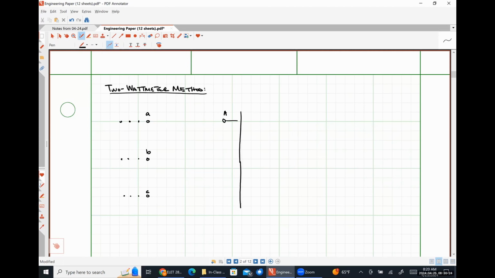So just a big black box, right? We have no idea whatsoever if this load is delta connected or Y connected, because it literally doesn't matter. We also don't know whether it is balanced or unbalanced. So I'm going to put Y or delta, and also balanced or unbalanced. Literally doesn't matter.